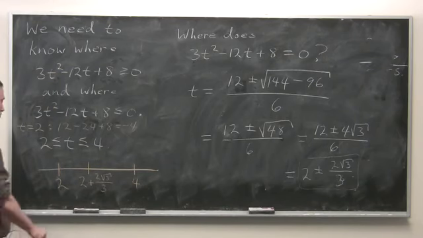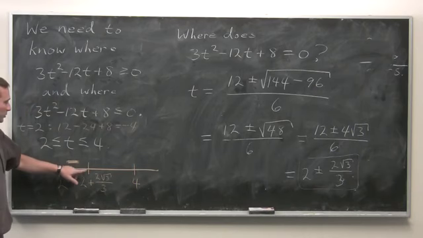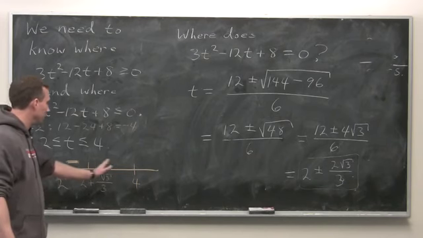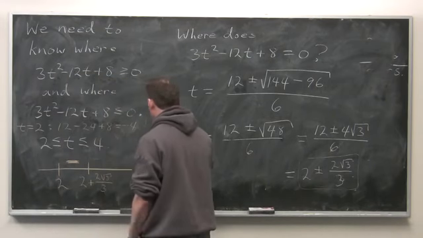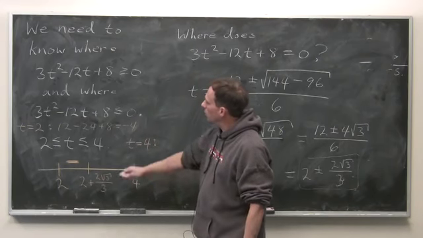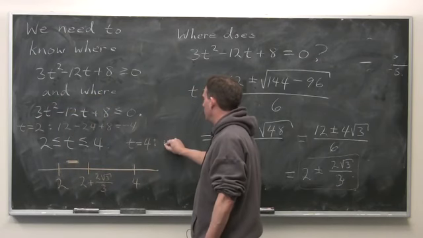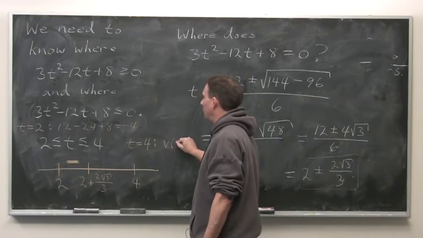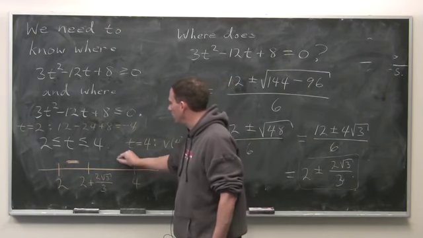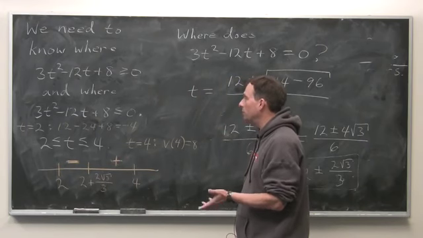So that's negative. So v of t is negative between 2 and 2 plus 2 times square root of 3 over 3. What about in here? Well, we can check at 4. When t is 4, we get 16 times 3, you get 48 minus 48 plus 8. v of 4 is 8. So yeah, the velocity is positive in that region.